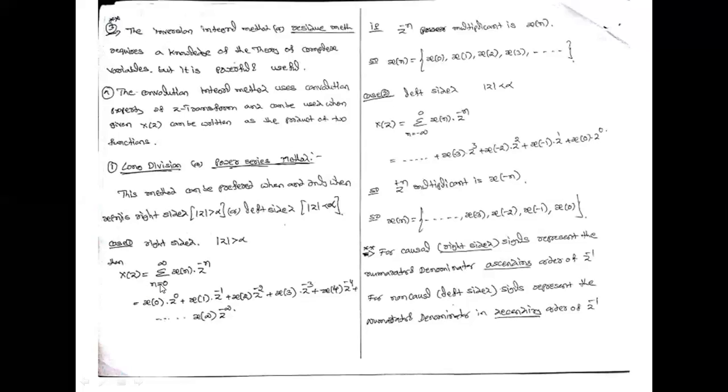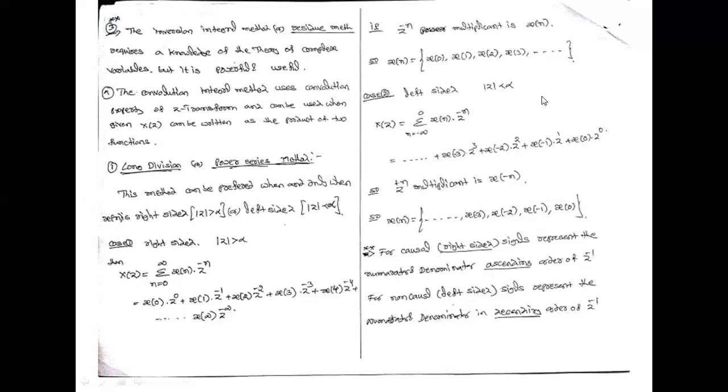Now if I am taking the right side, it means the sum from 0 to infinity of x of n z power minus n. Expand this function by the long division method or power series: x of 0 z power 0, x of 1 z power minus 1, and so on, up to x of infinity z power minus infinity. The coefficient of z power minus n is x of n, so the sequence is x of 0, x of 1, x of 2, x of 3, and so on.